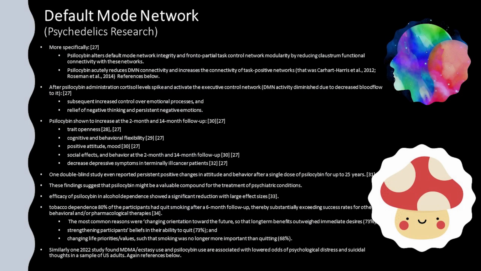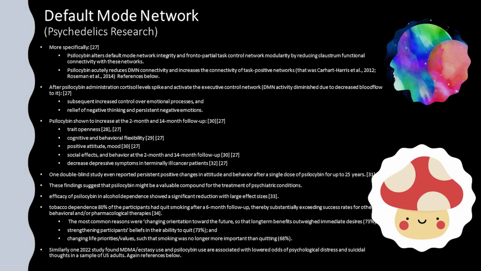So I want to get into some of the psychological characteristics of the effects of alterations to the connectivity within the DMN. And it was seen after psilocybin administration that cortisol levels spiked, and then the associated activation of the executive control network, and then diminishing of the DMN because they're anti-correlated. And following this, there was a subsequent increased control over emotional processes and relief of negative thinking and persistent negative emotions.